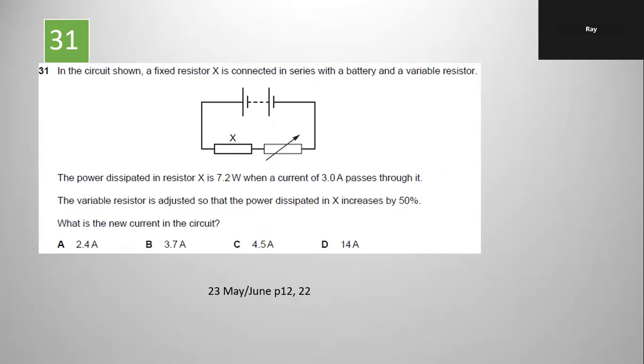In the circuit shown, a fixed resistor X is connected in series with a battery and a variable resistor. The power dissipated in resistor X is 7.2 W when a current of 3 ampere passes through it. The variable resistor is adjusted so that the power dissipated in X is increased by 50%. What is the new current in the circuit? Okay, what is your answer?